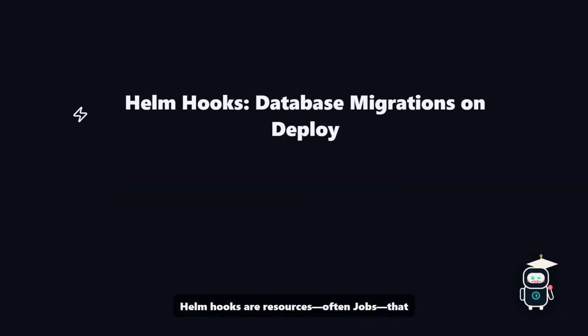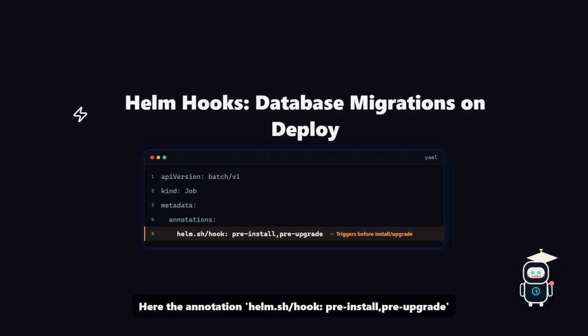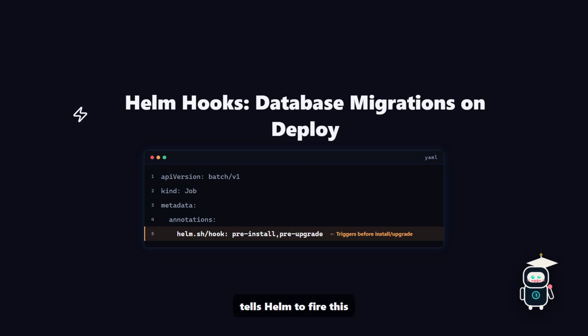Helm hooks are resources, often jobs, that run at specific lifecycle moments like pre-install, post-upgrade, or pre-delete. Here the annotation helm.sh/hook: pre-install, pre-upgrade tells Helm to fire this database migration job before any application pod starts. That means you never have to remember to run a manual SQL script after deploying. Helm choreographs the whole sequence. Run the migration, wait for it to succeed, then start the new pods. It's the glue that turns a dangerous manual step into a zero-touch deployment.